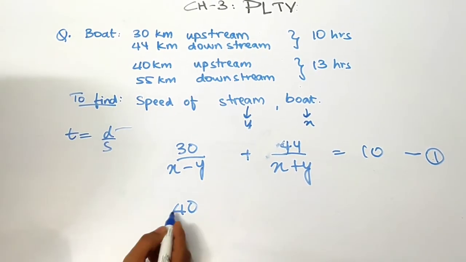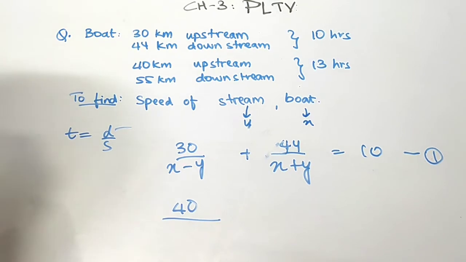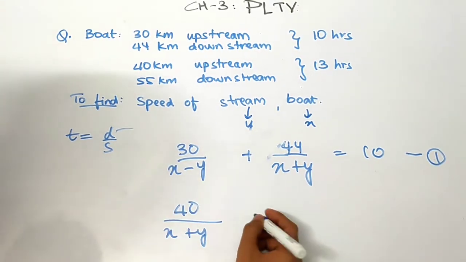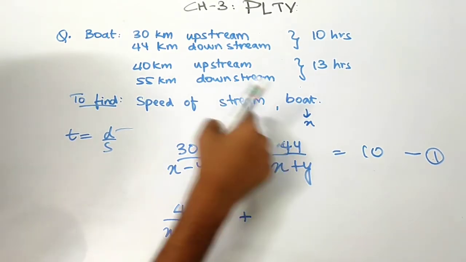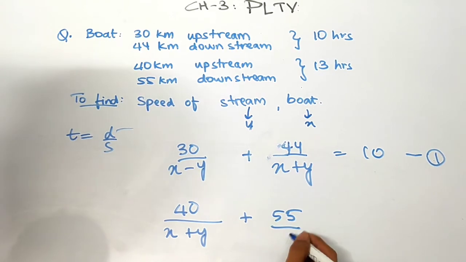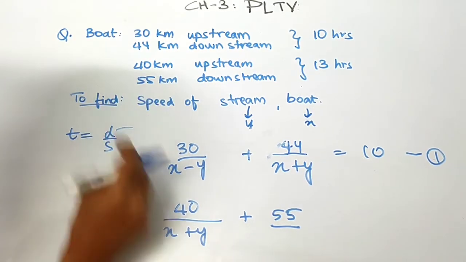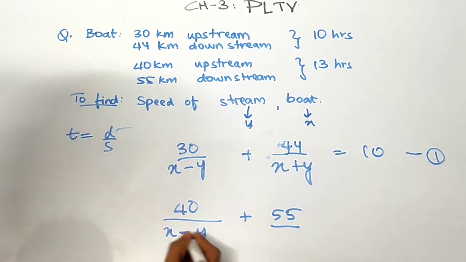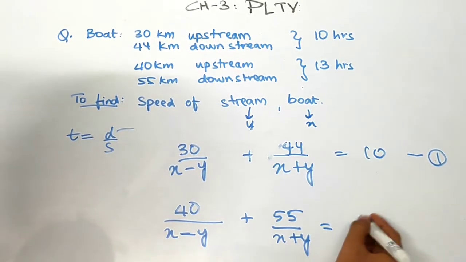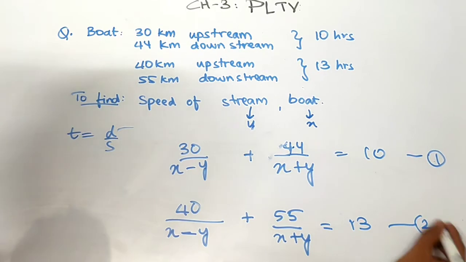So our distance is 40 and our speed while going downstream is x plus y. The speed gets added up. Now over here, plus our distance is 55 divided by... when going up it gets subtracted, and when going down it is addition. So x plus y equal to the total time is 13. So this is my second equation.